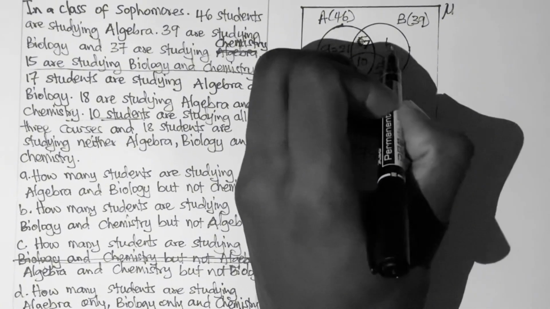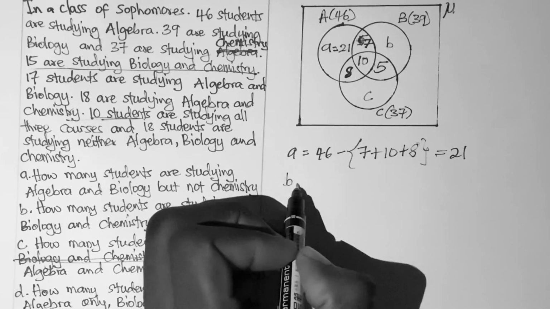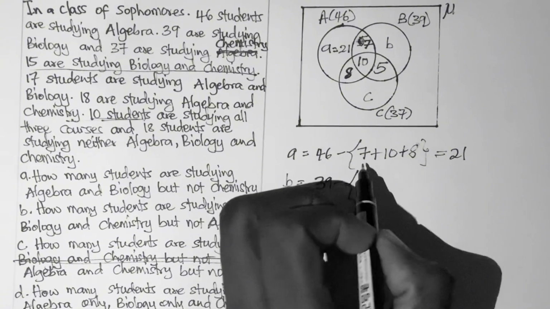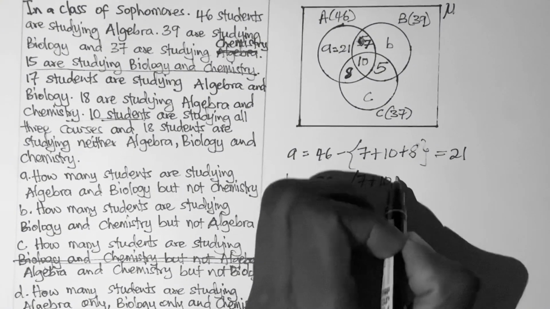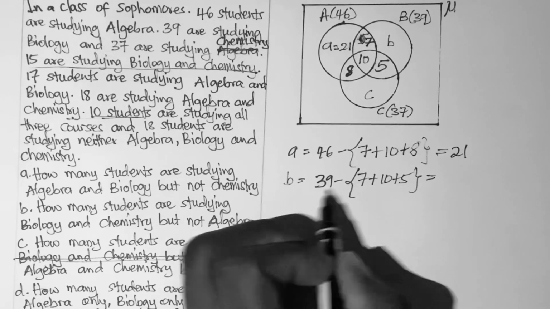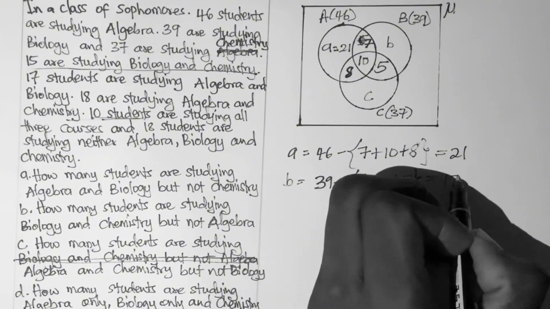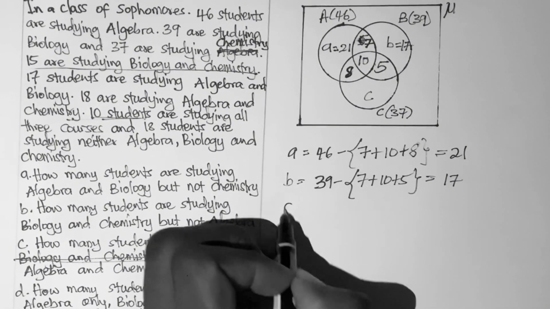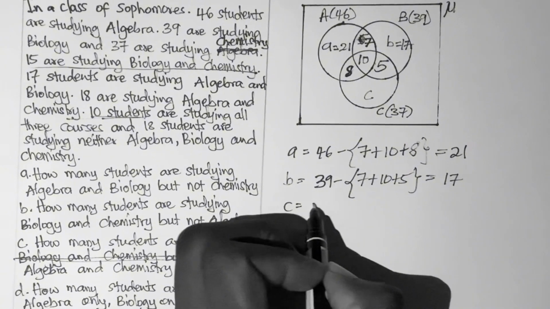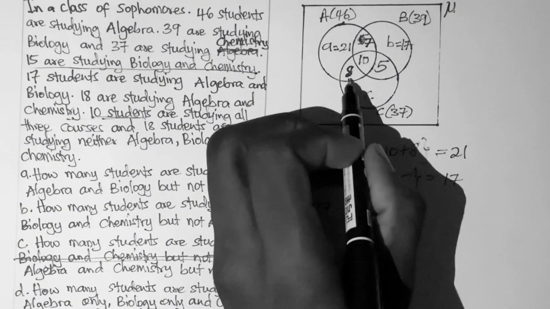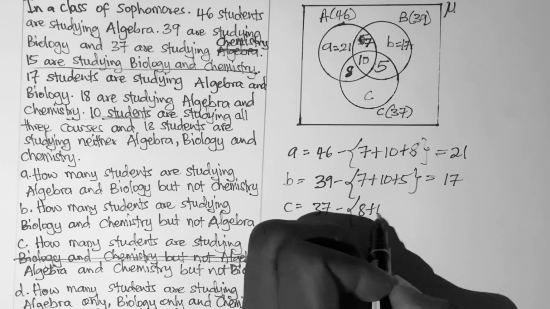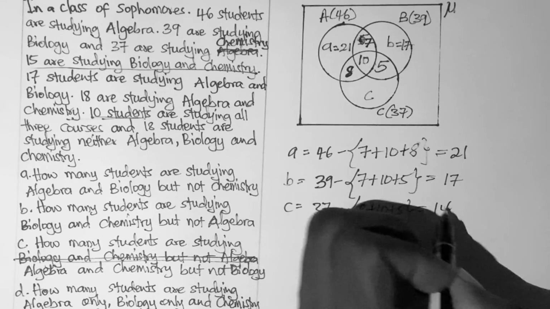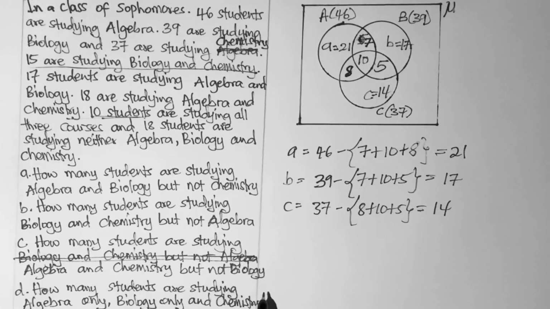Then let's say here is small b and here is small c. So small b is equal to, and the whole region is 39, so 39 minus, in bracket, 7 plus 10 plus 5. And if you do this, you are going to get 17. So here b is equal to 17. Then here is c. c is equal to 37 minus the sum of all the values in that region. So it will be 8 plus 10 plus 5. And if you do that, you are going to get 14. So here c is equal to 14.